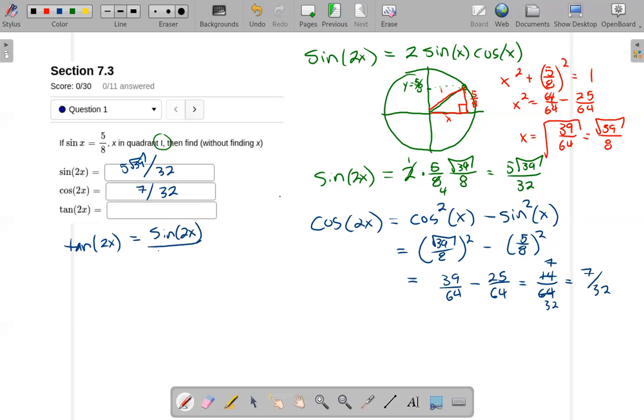All right, so this is the comment I made before about choosing the right identity. There'd be some days where I hadn't had enough coffee or enough sleep, or I haven't eaten well enough, and I might just apply the tangent double angle, not remembering that I could do it an easier way, which is fine, it would work. So then if I do this, I get 5 square root of 39 over 32 divided by 7 over 32. The 32s divide out, and I just get 5 square root of 39 over 7.